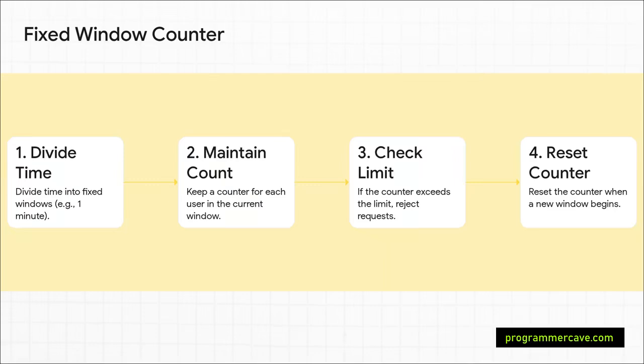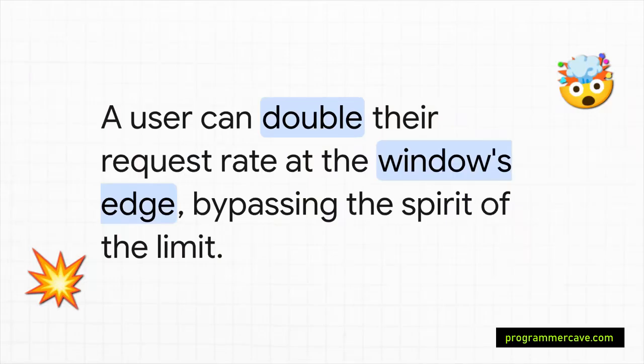Nice and simple. But, and this is a big but, this simple approach has a critical, well-known flaw. Imagine your limit is 100 requests per minute. A clever user could send 100 requests right at the end of the minute, at like 12:59.